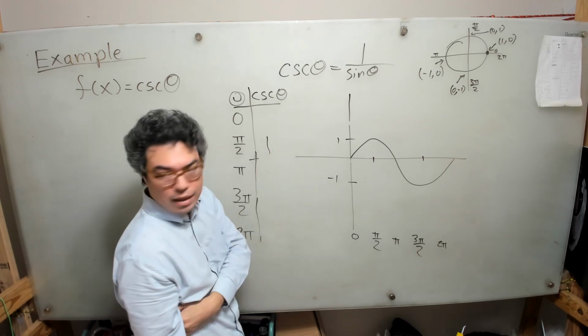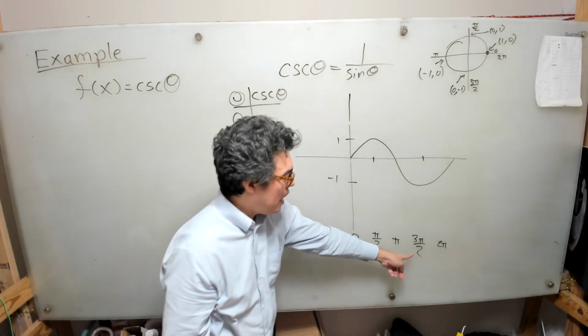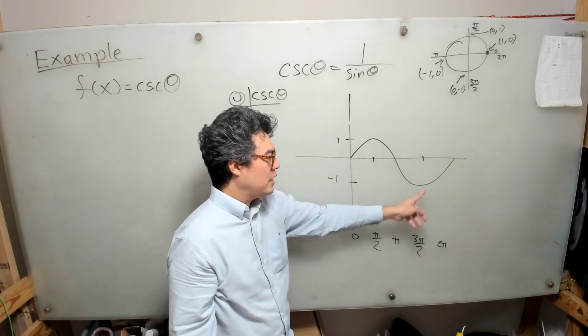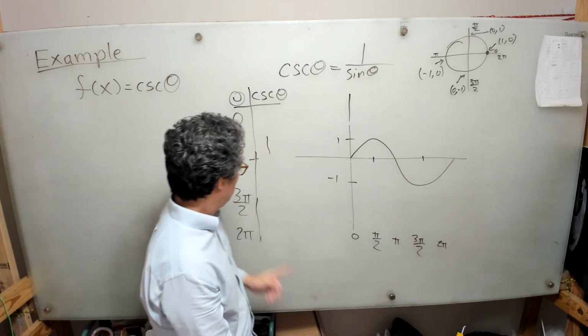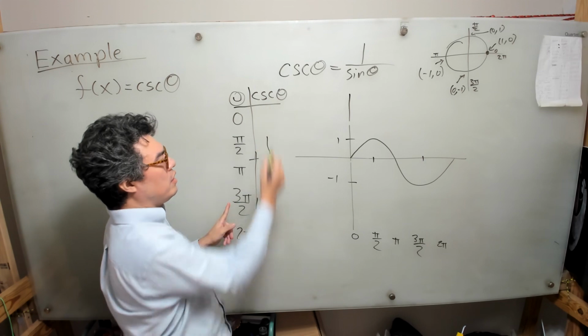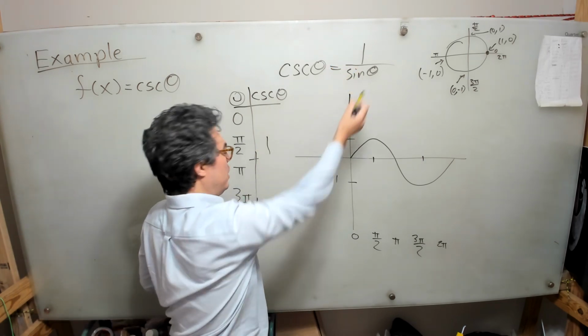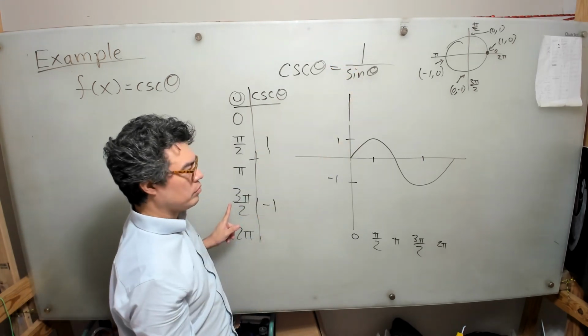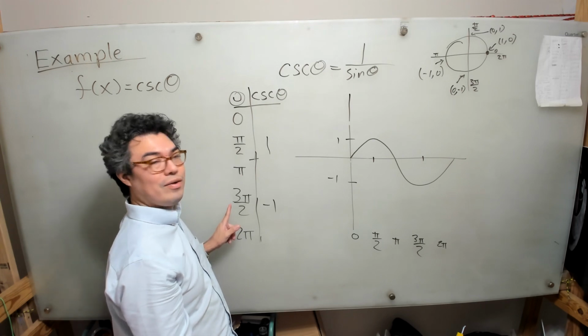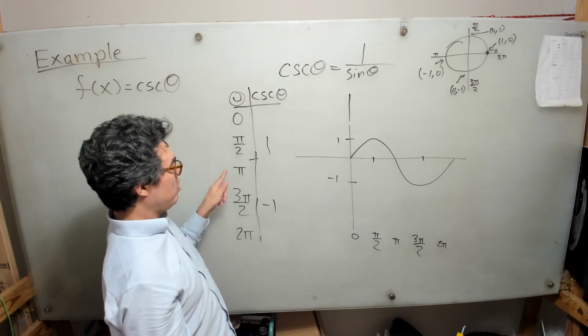By the same reasoning, we can see that at 3 pi over 2, the sine of 3 pi over 2 is negative 1. So at 3 pi over 2, the cosecant of theta, which would be 1 divided by negative 1, should also be negative 1, right? But now we're going to look at these other values.